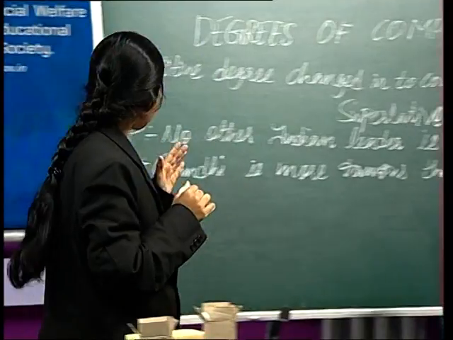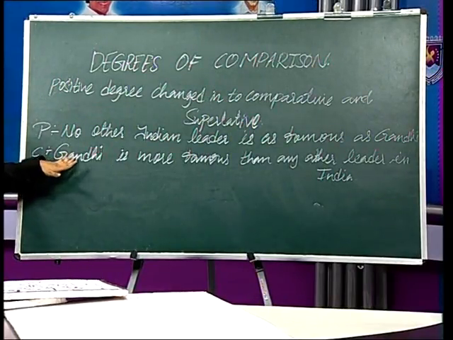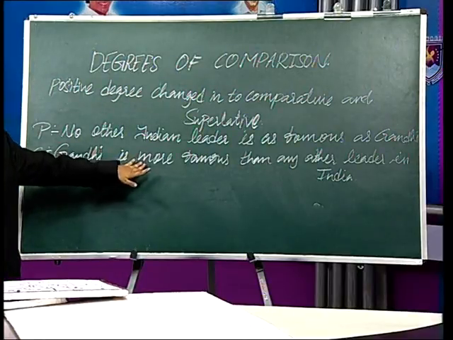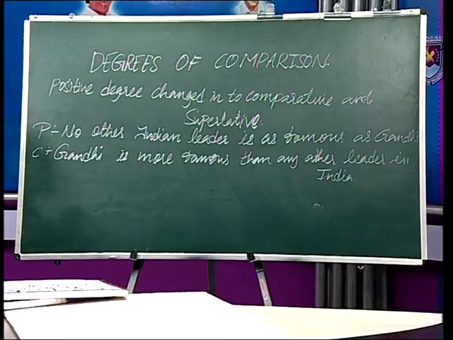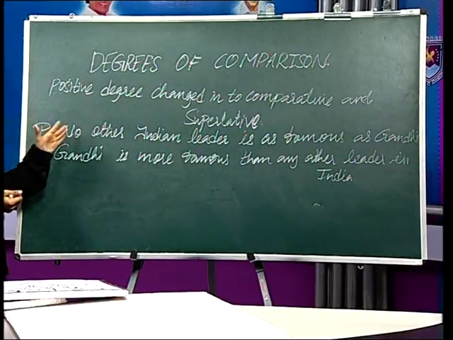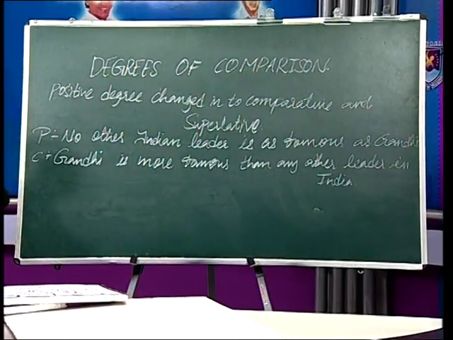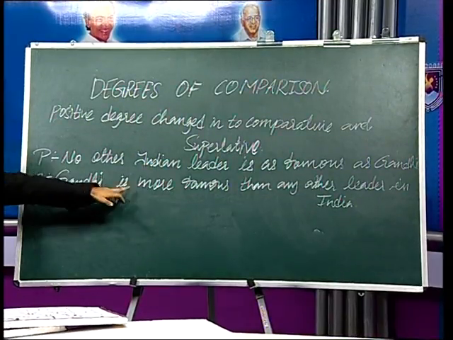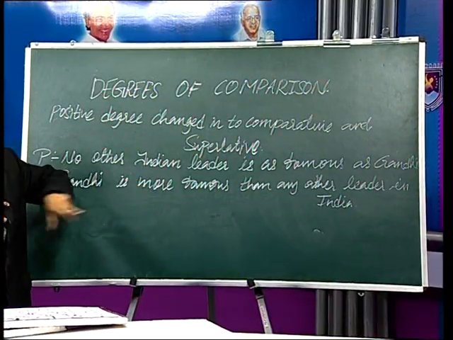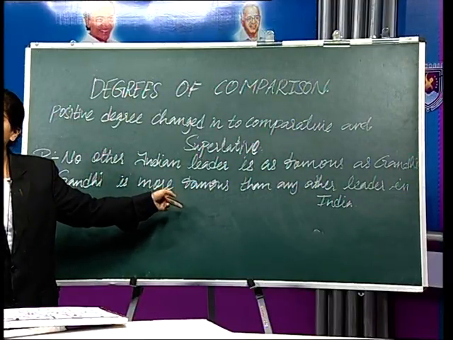Friends, let us look at the comparative sentence. Gandhi is more famous than any leader in India. So, what did you understand, friends? In the positive form, no other Indian leader is as famous as Gandhi. So, while coming to the comparative, the word more is added. Do you have a doubt about why more is added here?